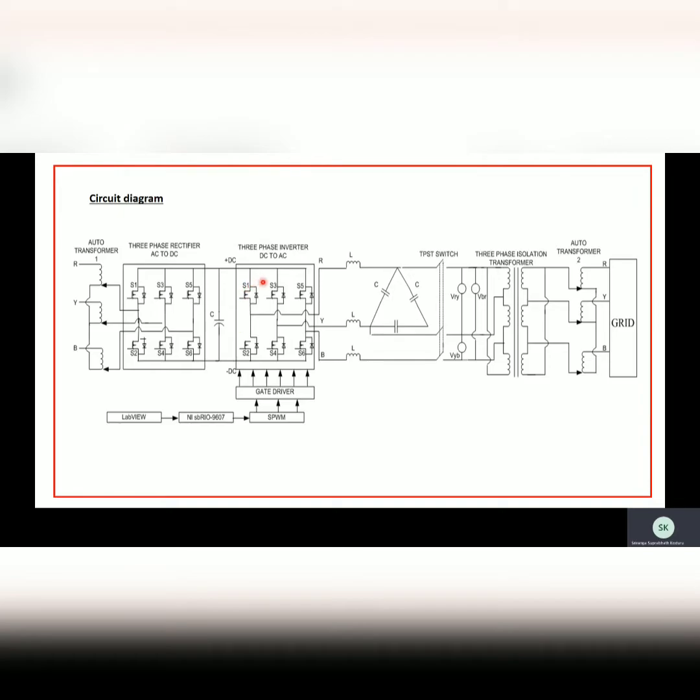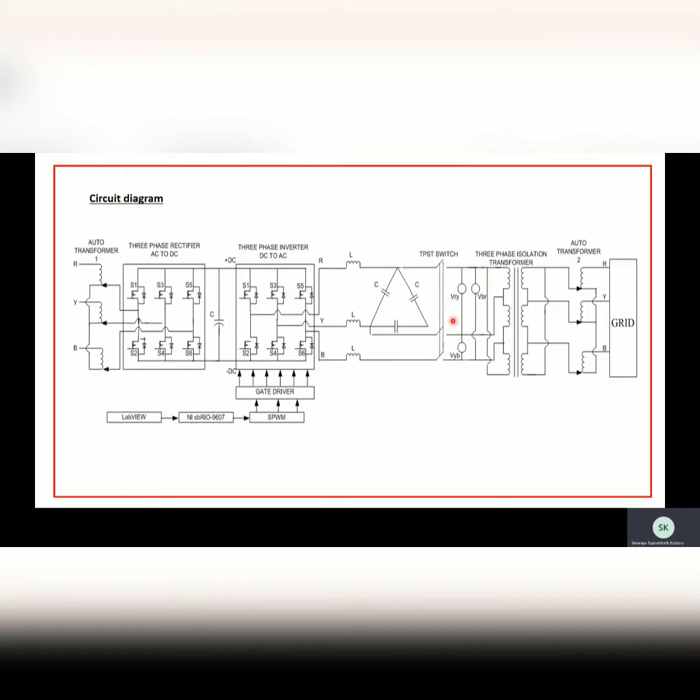The working of the three-phase inverter majorly depends upon the gate pulses given to the switches. To give these gate pulses, we should follow one procedure. Three-phase supply is taken from the grid, and with the help of an auto transformer, we reduce the voltage to lower values for testing again. The output of this auto transformer is given to the isolation transformer. This isolation transformer provides electrical isolation between the grid and the inverter. The output of the isolation transformer is given to the TPST switch. In between the TPST switch and isolation transformer, we place voltage sensors.